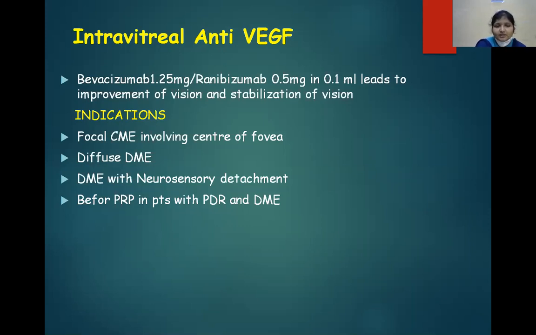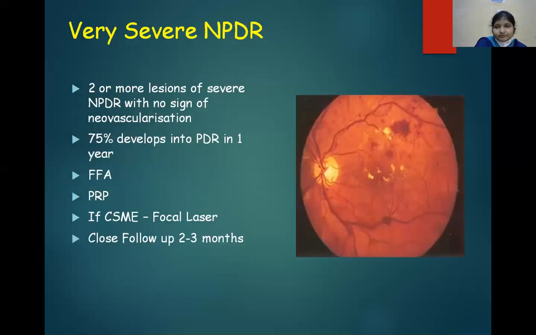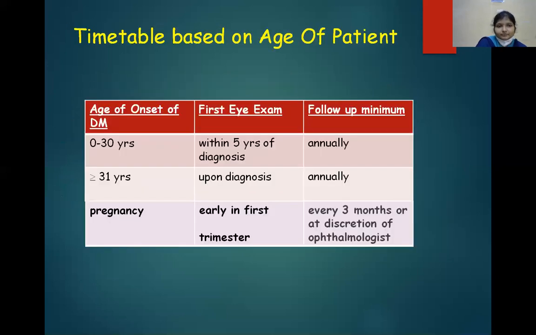So the indications are focal CME when there is center of the fovea involvement, diffuse diabetic macular edema, diabetic macular edema with neurosensory detachment, and in patients with PDR in whom we are performing PRP. In such patients, we can give first anti-VEGF and then later we can do PRP. So those are the various treatment modalities we have for diabetic retinopathy.